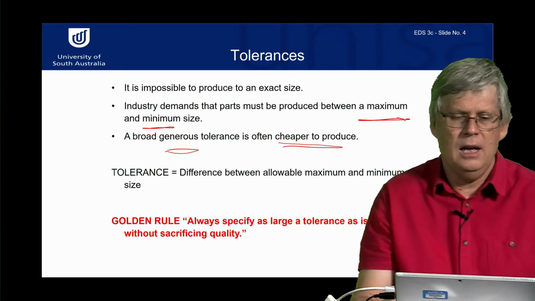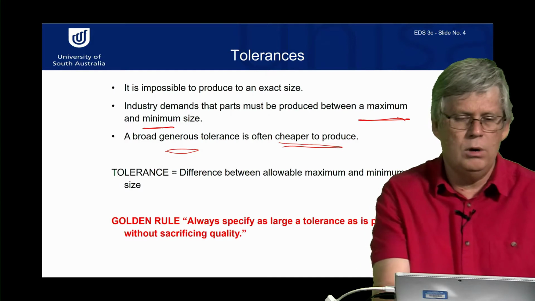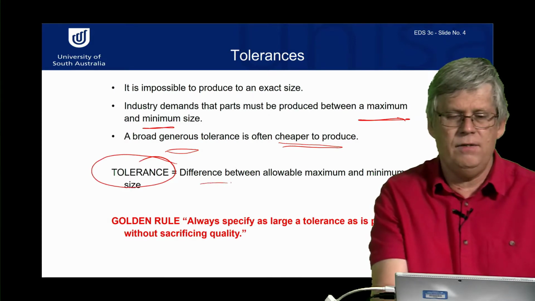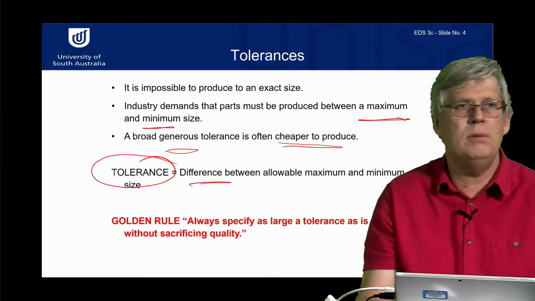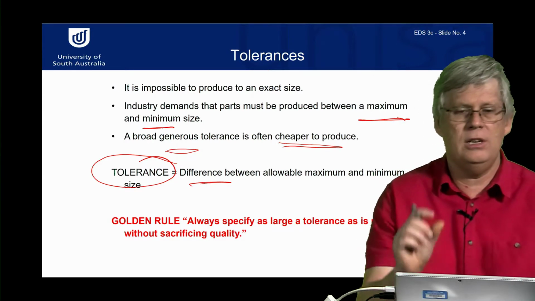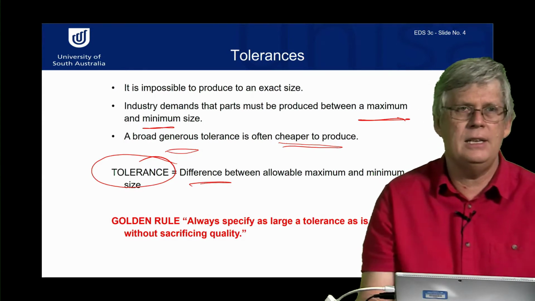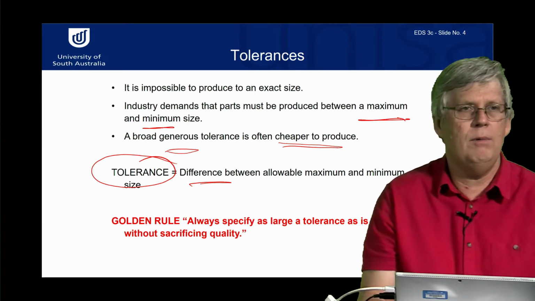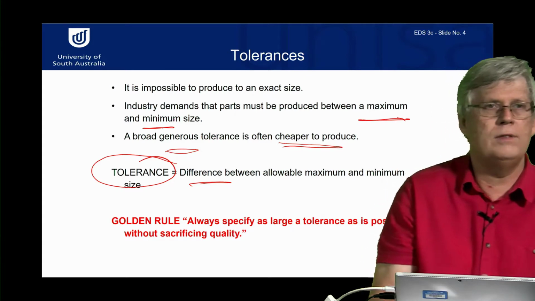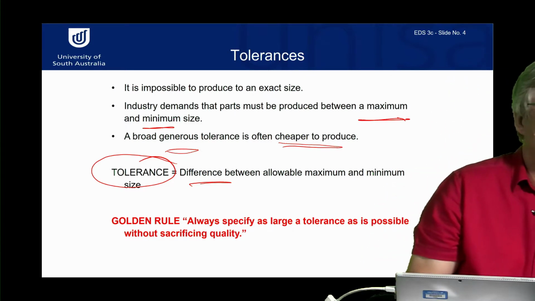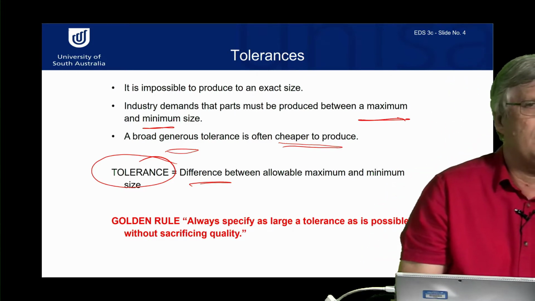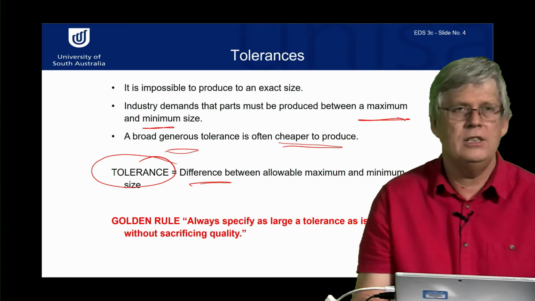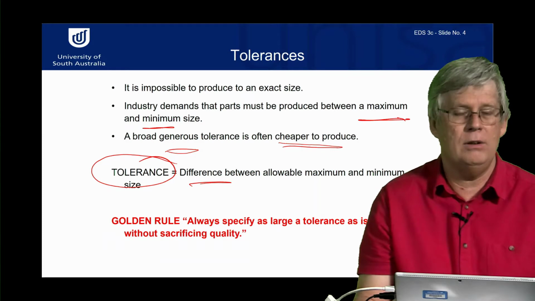So the actual word tolerance, what is a tolerance? Tolerance is the difference between the allowable maximum and minimum size. So it's the amount of variation there is. And we've got the golden rule of tolerancing, and that is to always specify as large a tolerance as possible without sacrificing your quality. So that's the golden rule of tolerancing.